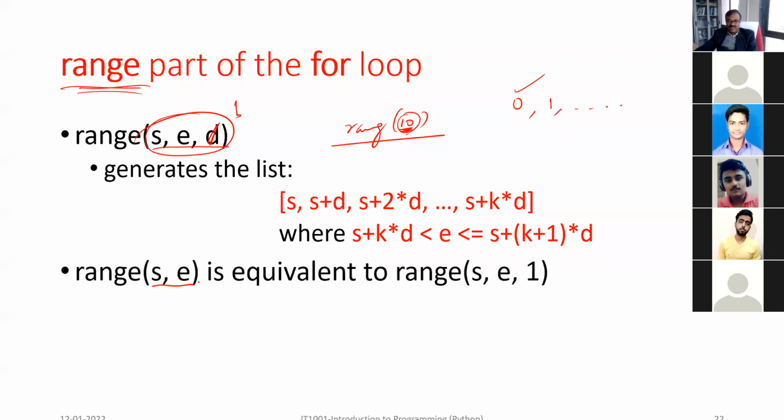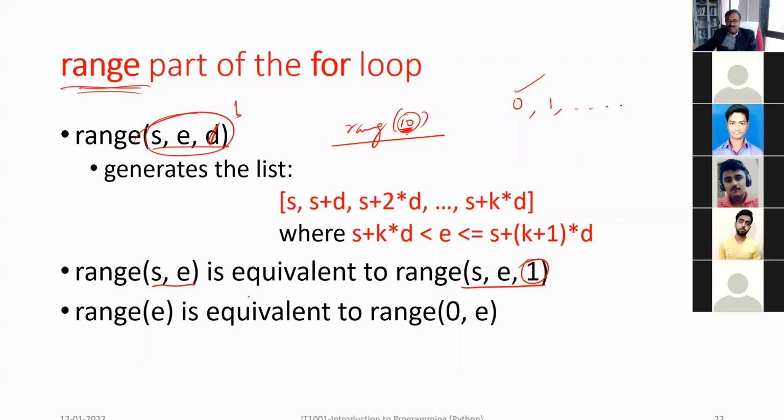So as I said, without giving the third parameter, it is equivalent to this function, right? And range e, if you don't give any other parameter, just one parameter, then it will start with 0, and this e will be the terminating value, and the increment will be 1, right? So the terminating condition is when it reaches e, and it is incremented every time by 1.